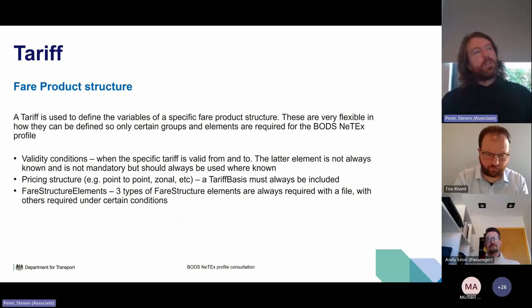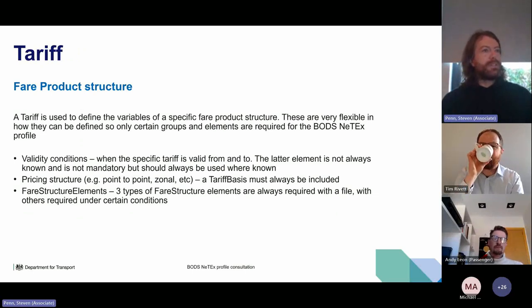I'm just going to go through the main elements that are in the fare product frame, the first one of which is the tariff. So the tariff is where you define a set of variables for a specific fare product structure. Again, these are very flexible in how they can be used in the UK NeTEx profile. So for BODS NeTEx, we're going to specify certain minimum requirements. So what we're saying there is that validity conditions need to be defined at the tariff level as well. So that will obviously allow you to attach different dates to different products if you're including multiple products in the same file.